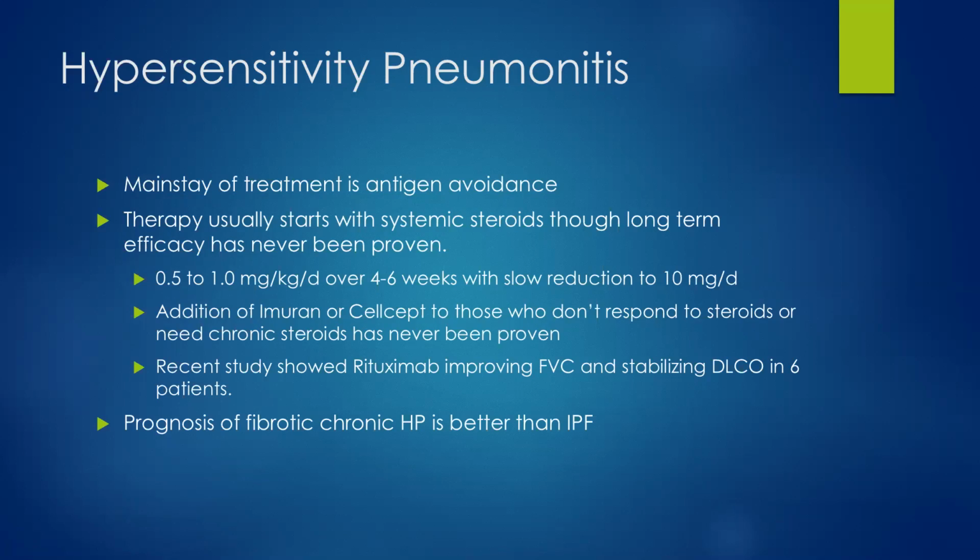But because we said that this is more of an inflammatory problem, usually you'll start off with steroids, usually a half mg per kg to a milligram per kg. And you do it for a long time, 4 to 6 weeks, and very slowly taper. If you have trouble tapering these patients, you'll add drugs like Imuran or Cellcept. The data on rituximab is not great, but prognosis for fibrotic chronic HP is much, much better than it is for idiopathic. And these are patients who may actually benefit from using steroids. So that's where it is important to figure out, is it IPF or could it be chronic HP?